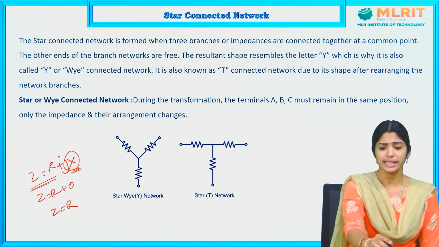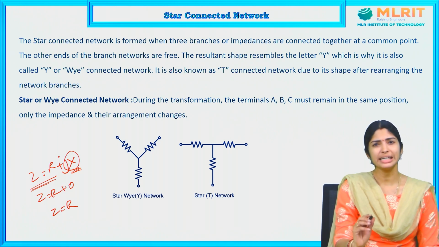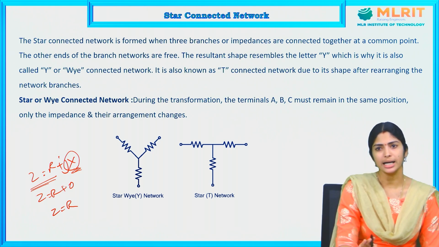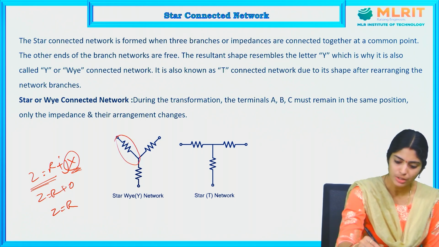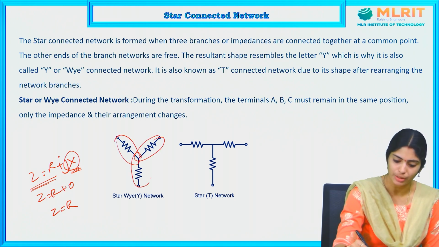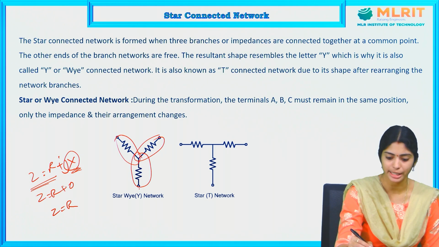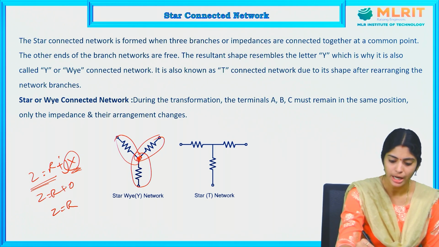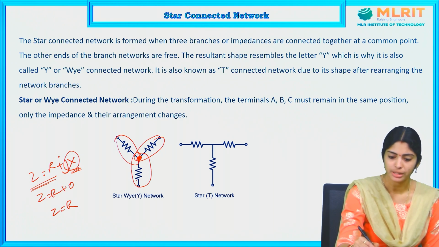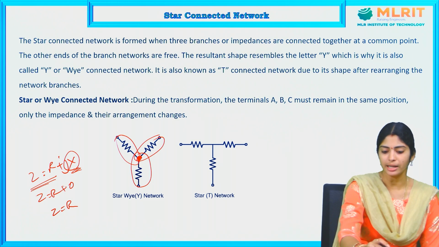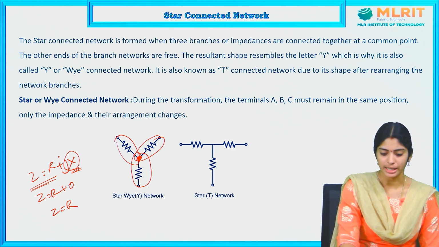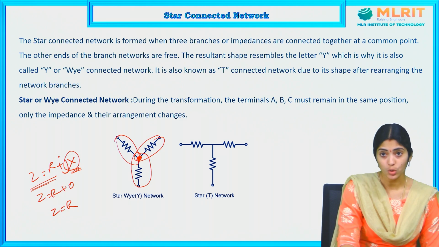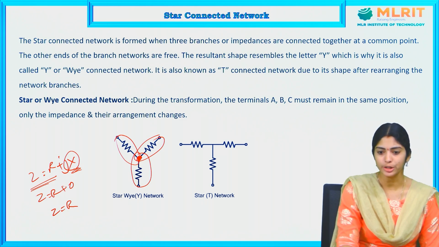The star connected network is formed when three branches or impedances are connected together. See here, three branches. This is one branch, this is one branch and this is one branch. All three branches are connected together. Here there is a common point and the remaining ends are free. This type of connection is called a star connection. This connection can also be redrawn like this.